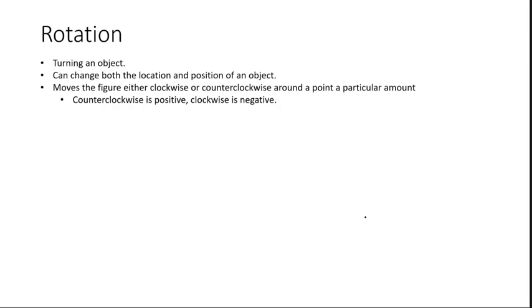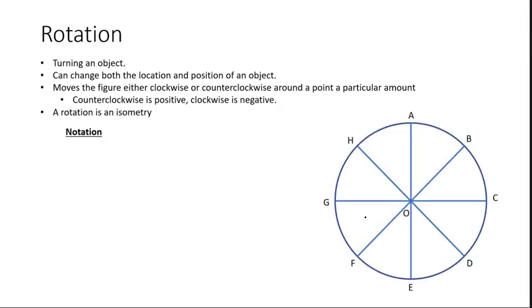And a rotation is an isometry because we are preserving measurement. The size of the shape is not changing, it's simply being moved in space. When dealing with rotations, we also have notation to be aware of. Here we have the picture of a wheel, where O is the center.